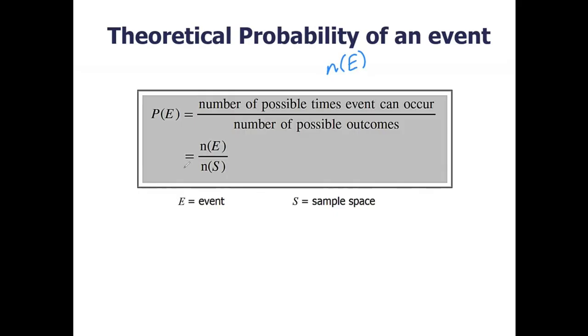But if we're talking about N of S, we're talking about the number of outcomes in the whole sample space. In that case, we're talking about every single possible outcome when it comes to that dice. That means all the sides on the dice. That means 1, 2, up to 6. That's why you have 3 even numbers over 6, because there are 6 possible outcomes in the whole thing.